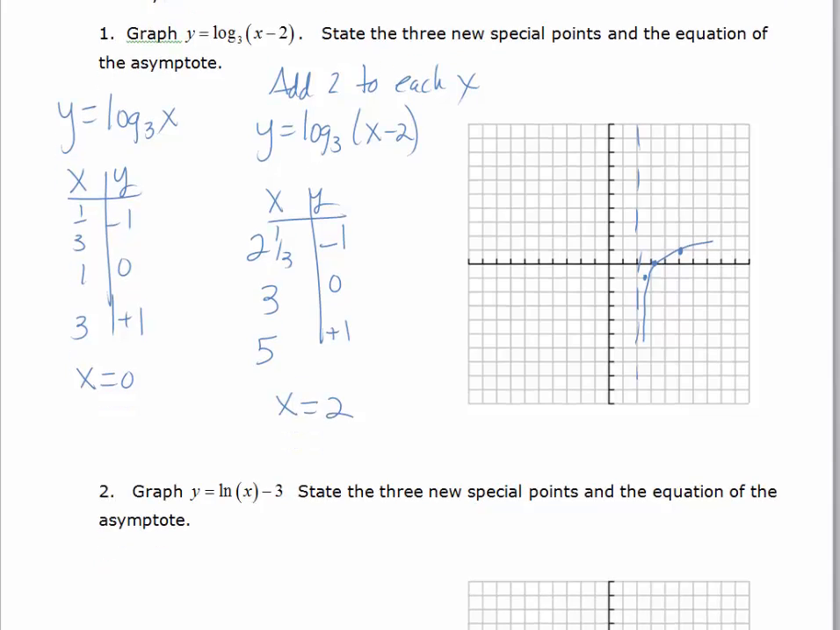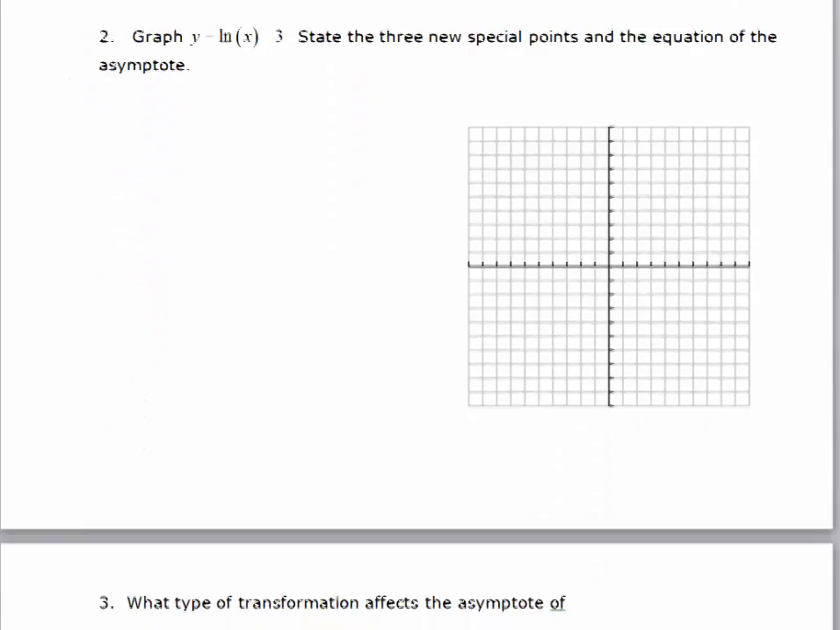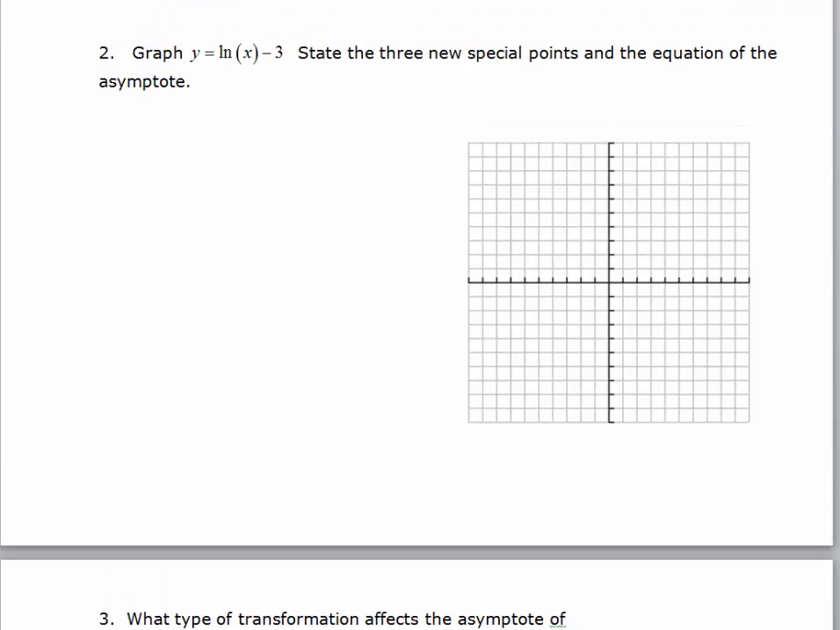The next one, graph y equals the natural log of x minus 3. I first want to graph y equals the natural log of x. So I know it's going to be 1 over e, negative 1; 1, 0; and e, 1. And my vertical asymptote is x equals 0.